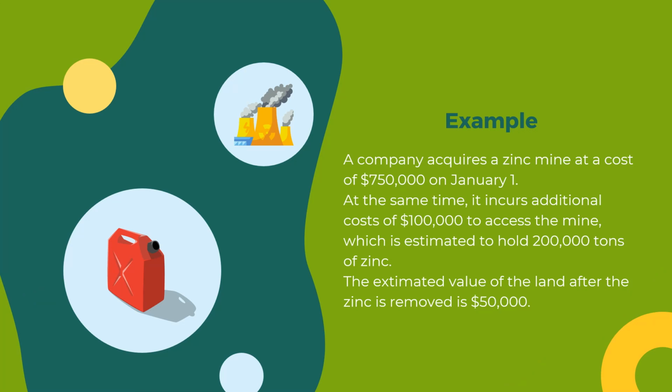Let's take a look at an example. A company acquires a zinc mine at a cost of $750,000 on January 1st. At the same time, it incurs additional costs of $100,000 to access the mine, which is estimated to hold 200,000 tons of zinc. The estimated value of the land after the zinc is removed is $50,000.